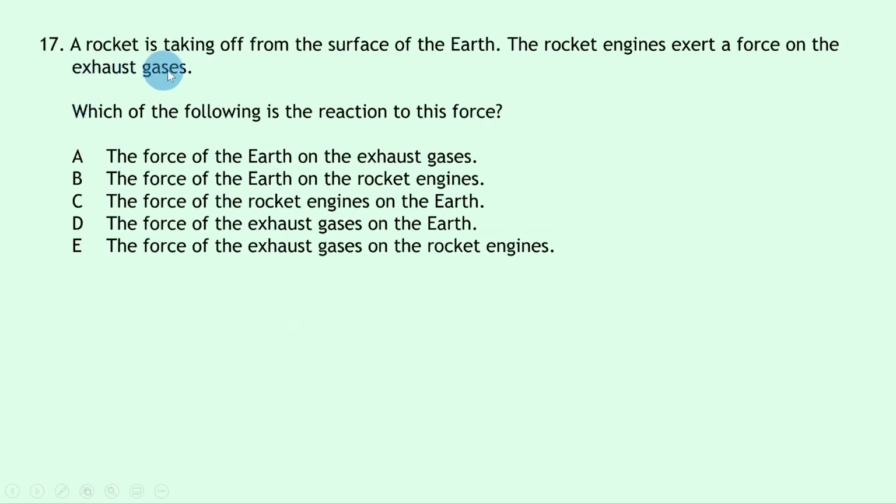Question 17 says that a rocket is taking off from the surface of the Earth. The rocket engines exert a force on the exhaust gases. Which of the following is the reaction to this force? So this is a Newton's third law question, or in other words, a Newton pair. So remember, for Newton pairs, we basically just take the action sentence and we swap the words round to get the reaction. So if the rocket engines exert a force on the exhaust gases, then if we swap the rocket engines and the exhaust gases round, then we get the exhaust gases exert a force on the rocket engines, which is the option E here.